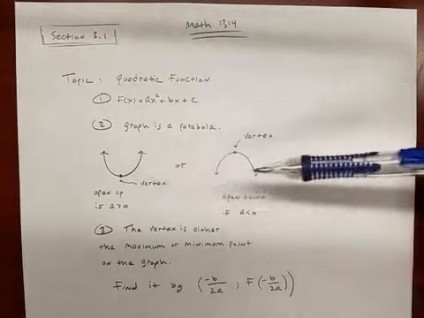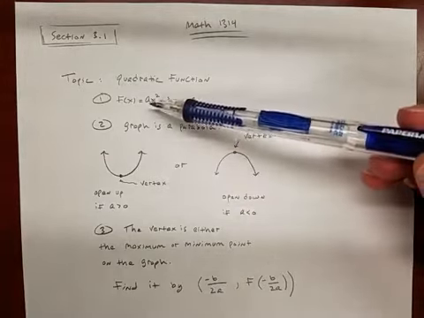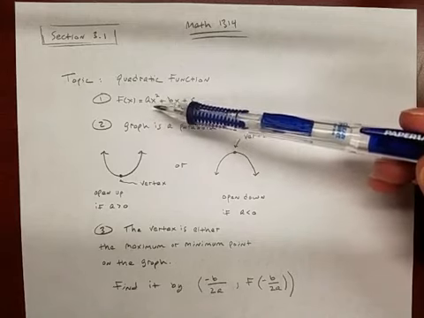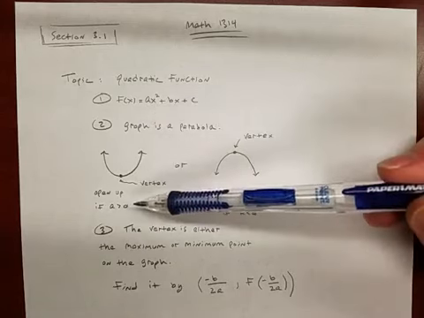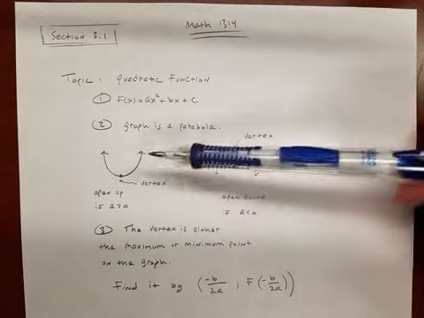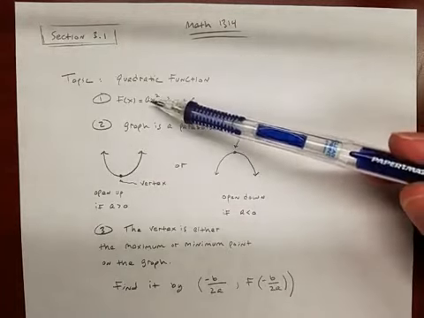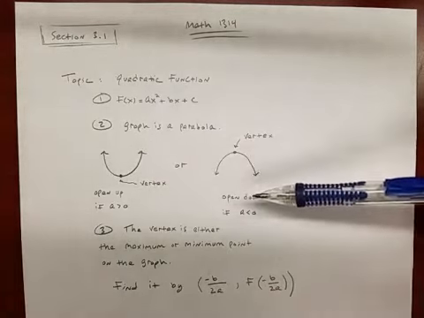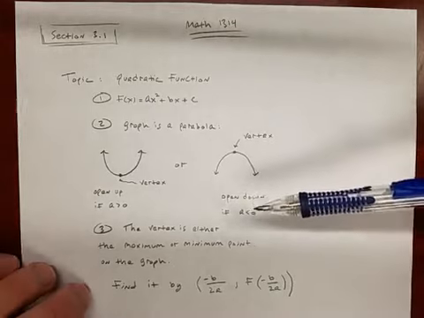So how do you tell if it opens up or opens down? Well, it's all based on that number that multiplies the x squared. If it's positive, the curve opens up just like that. And if it's negative, it opens down. There's only two possibilities.